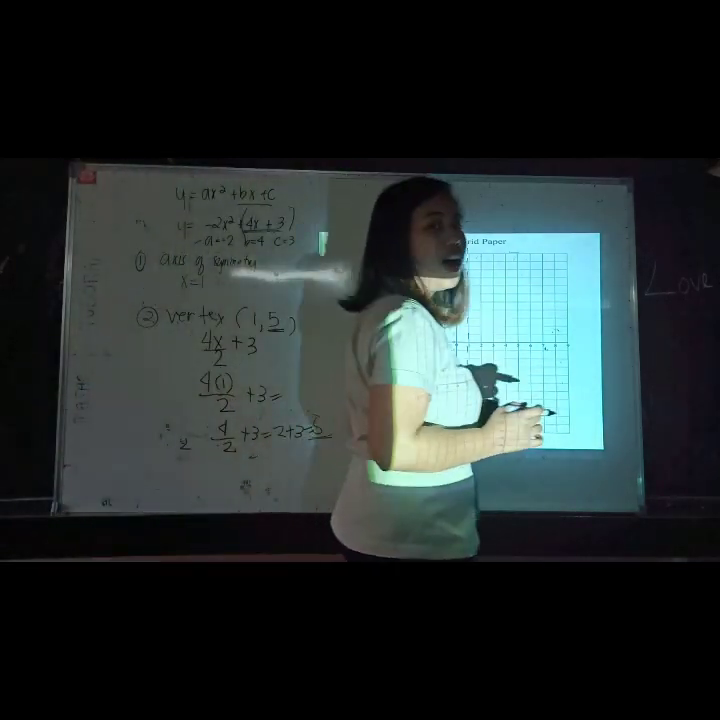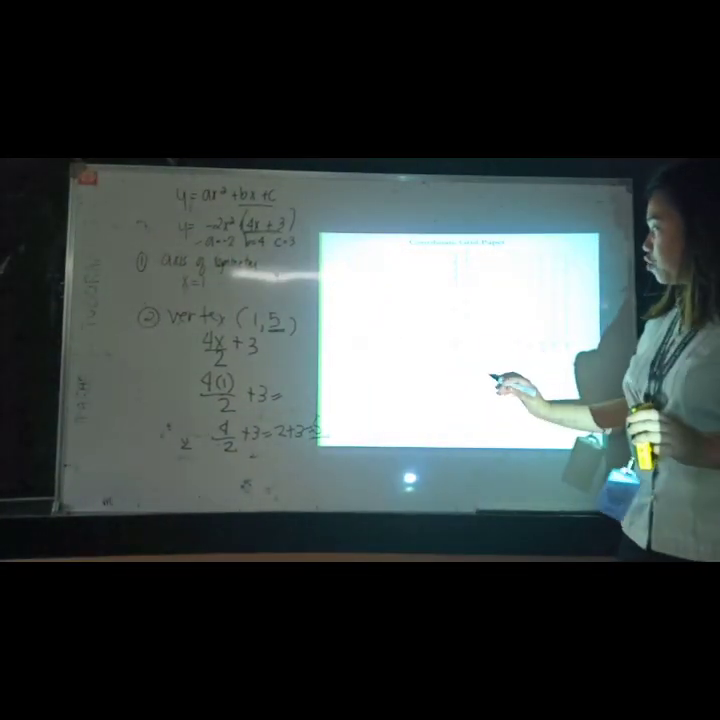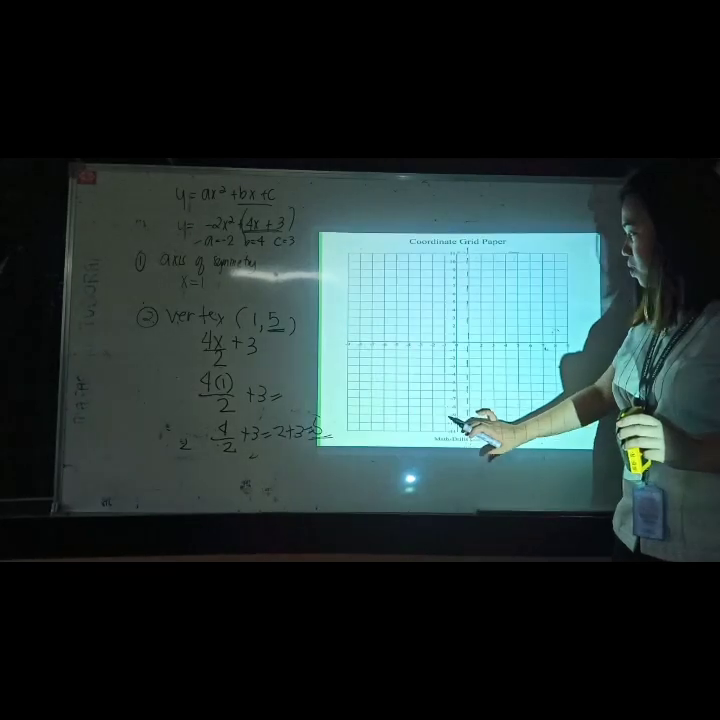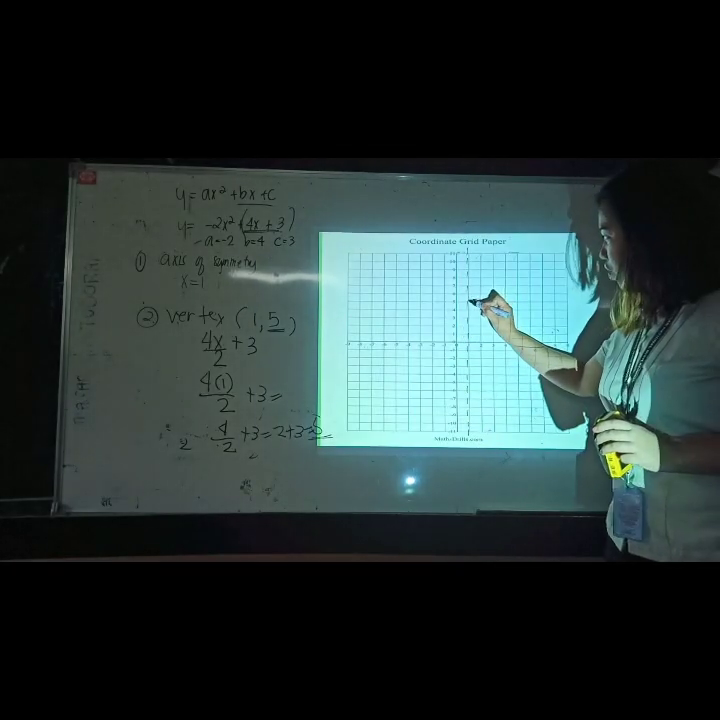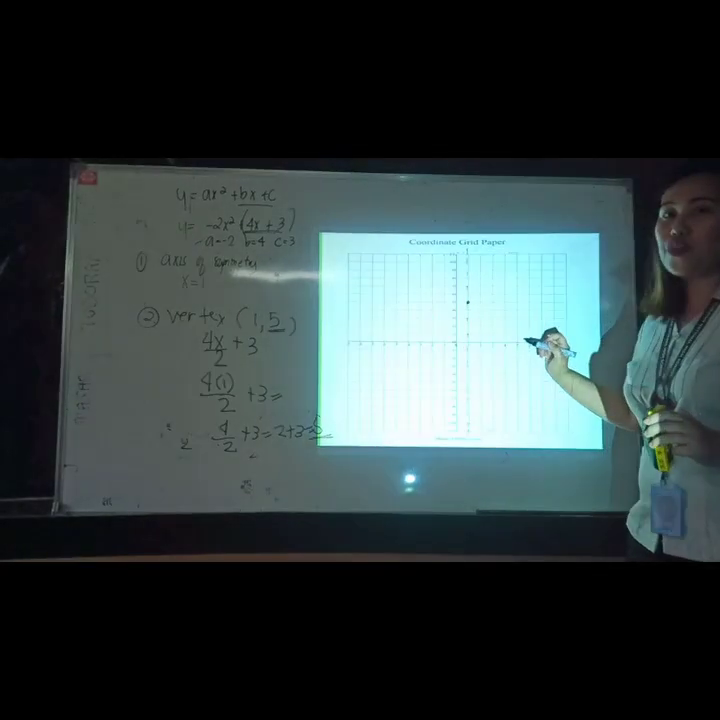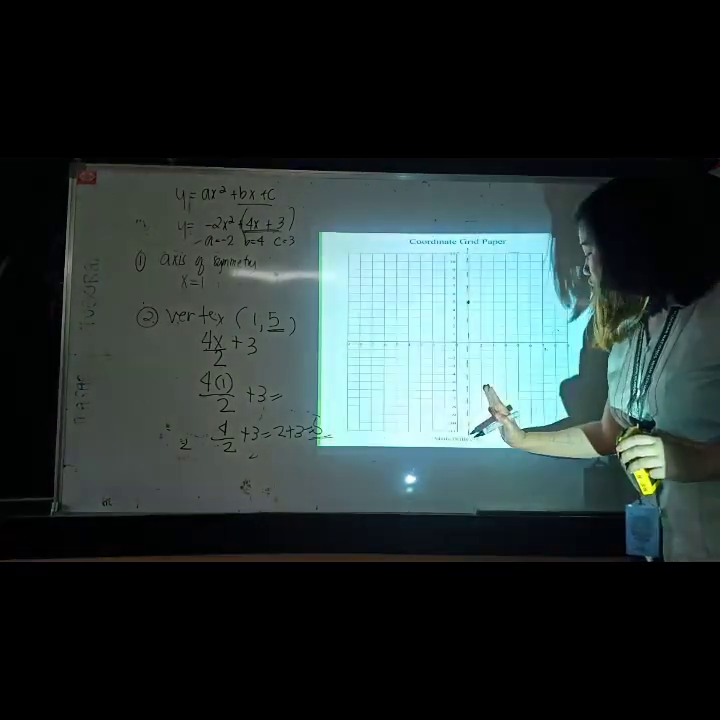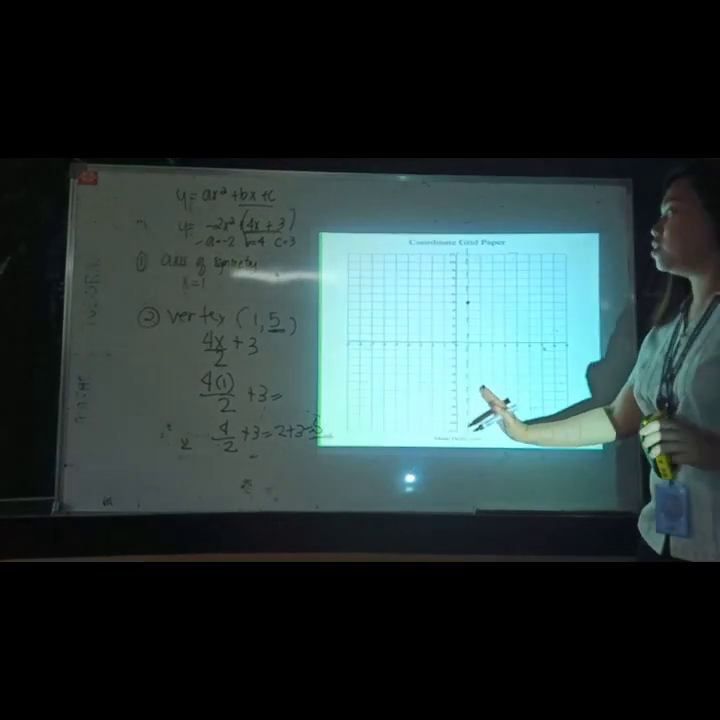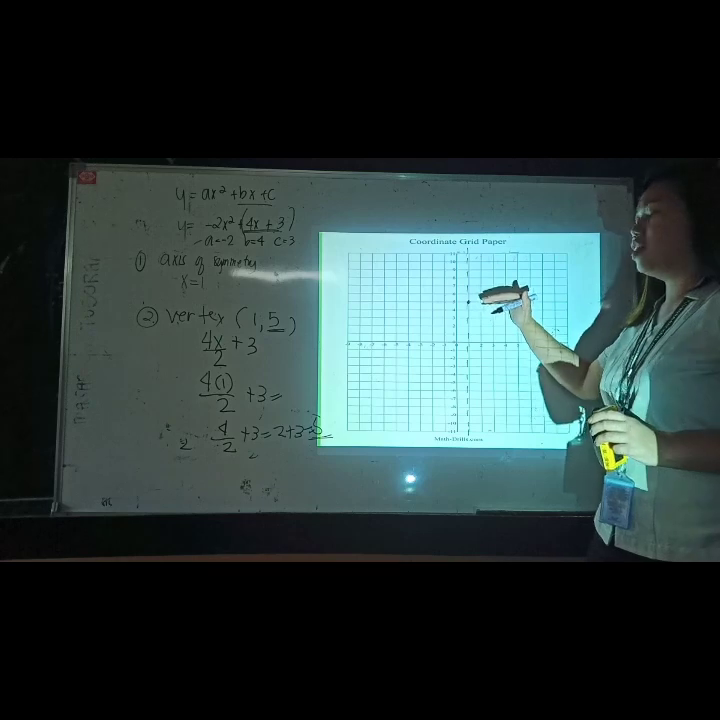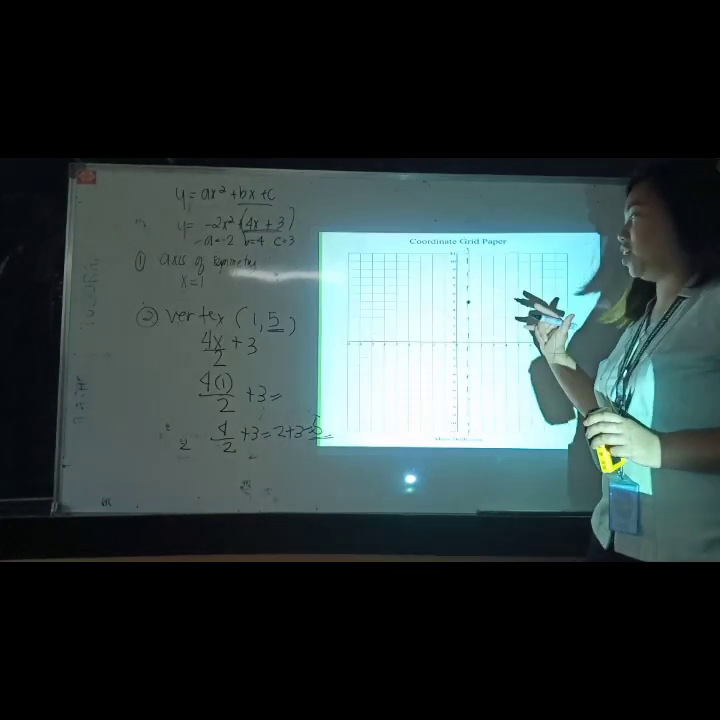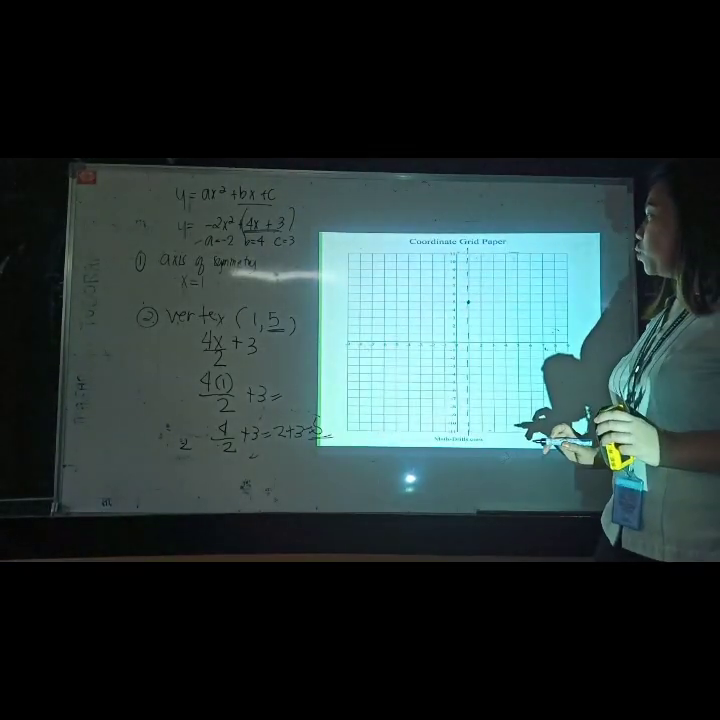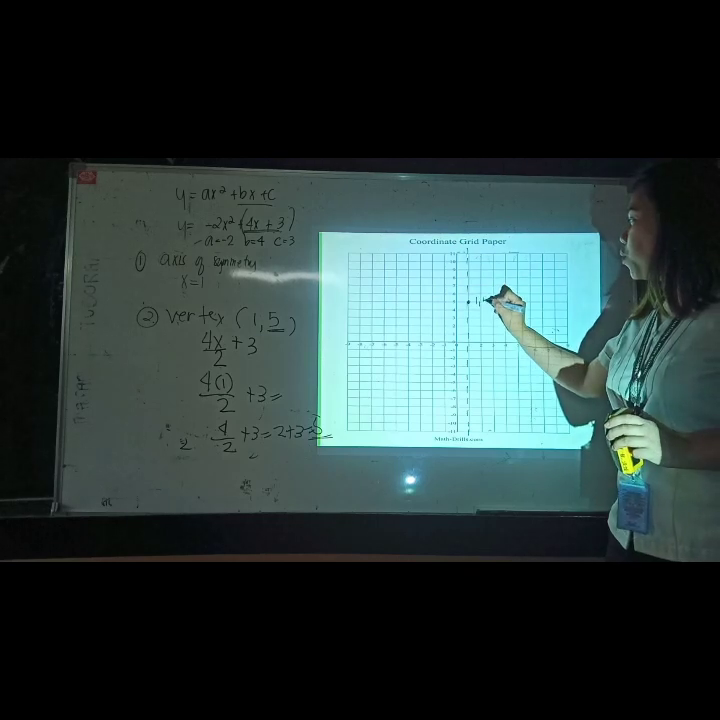So we will plot the 5. From the y-axis, positive 5. So here it is. Therefore, our vertex lies on the axis of symmetry x equals 1, and its second coordinate is 5. So we already have our vertex (1, 5).